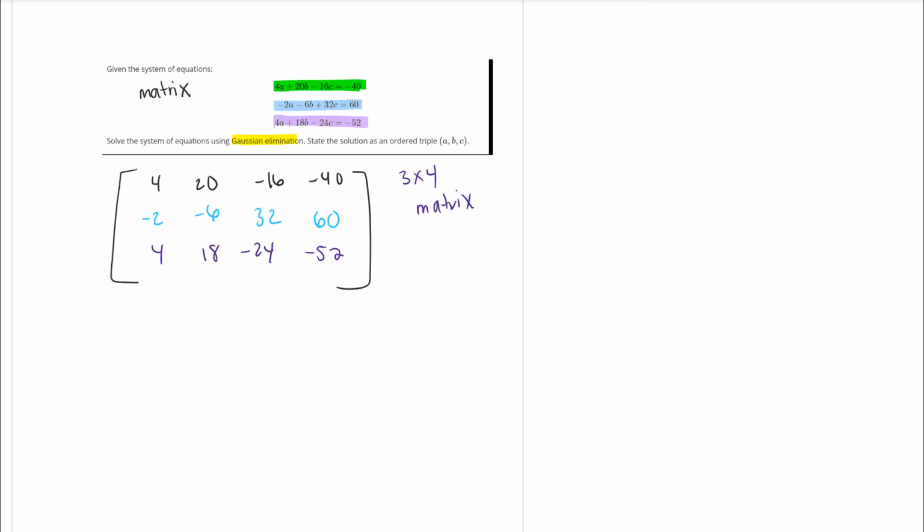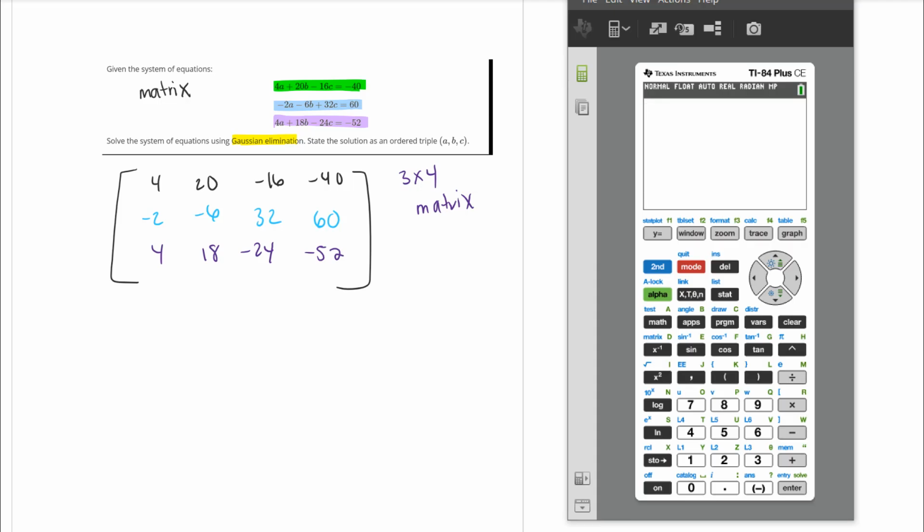Now that I have those coefficients inside my matrix, I know that I have a 3x4 matrix. So I'm going to call up my calculator. Remember, the way you do this is you go to second, then matrix, go to edit, and click enter. You want to make sure that this is a 3x4 matrix, and then plug in all of the values. So I went ahead and plugged in all of my values.